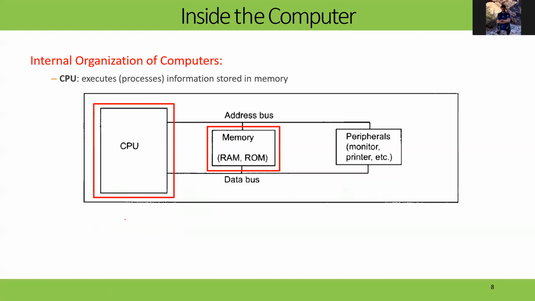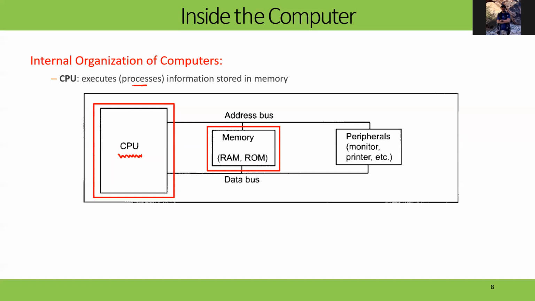The CPU itself is a processor unit, central processing unit, which executes or processes information stored in the memory, like making arithmetic operations or logic operations, store, read. So all these operations are done by the CPU. So the CPU controls everything. It's central processing unit, and also controlling its peripheral and memory.